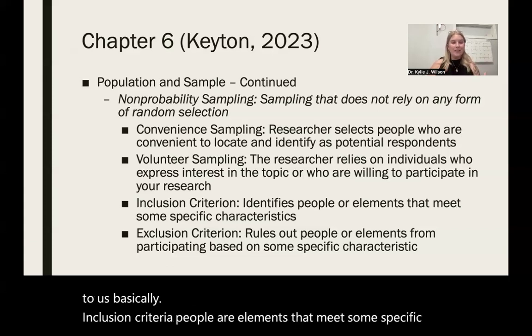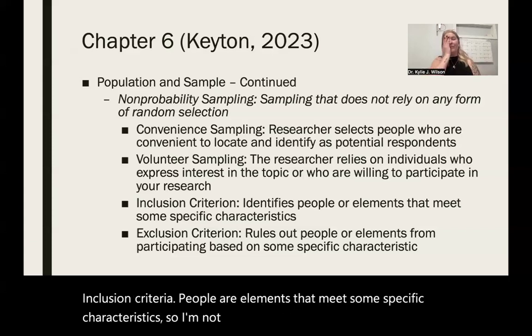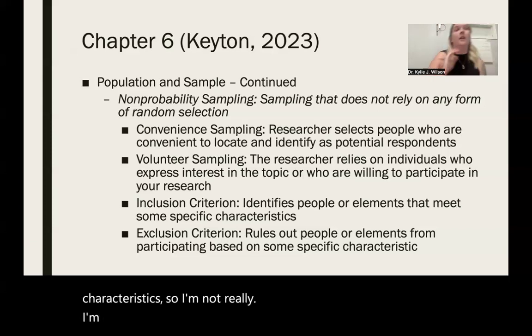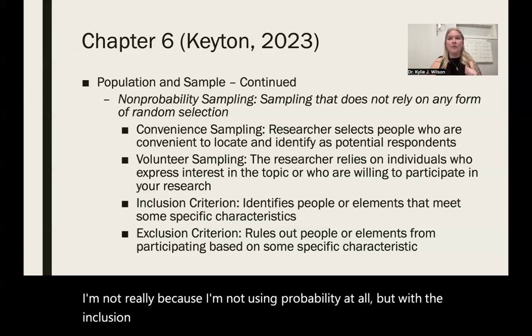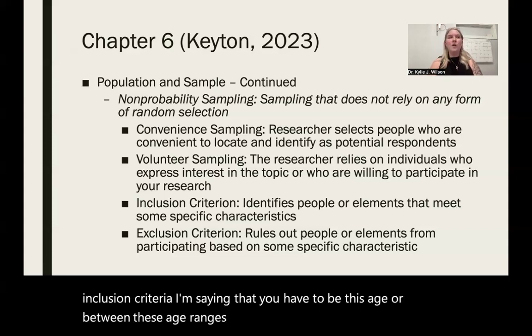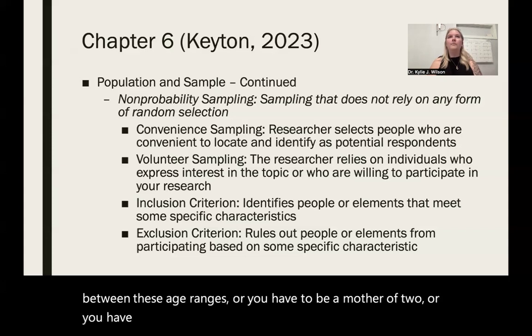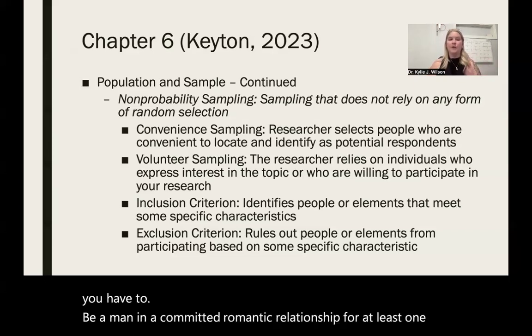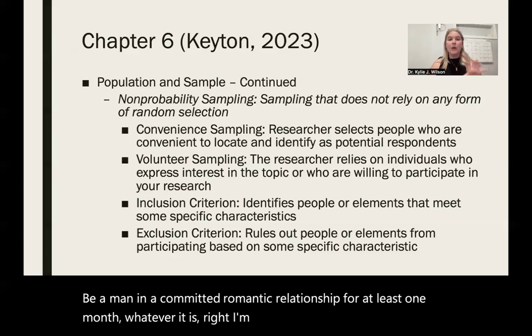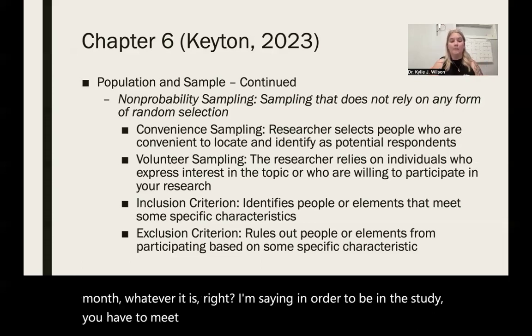Inclusion criteria. People or elements that meet some specific characteristics. I'm not really using probability at all. But with the inclusion criteria, I'm saying that you have to be this age or between these age ranges, or you have to be a mother of two, or you have to be a man in a committed romantic relationship for at least 1 month, whatever it is, right? I'm saying in order to be in the study, you have to meet these specific criteria.